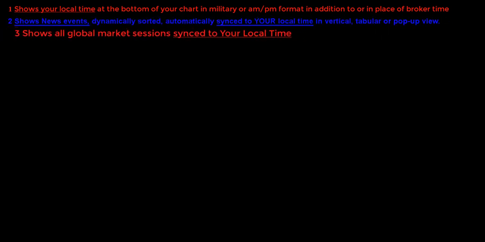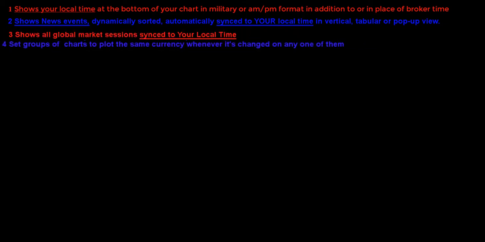Number three, shows various market sessions of the global trading world synced to your local time as horizontal bars or with vertical lines, again customizable in size and color. Number four, you can set groups of charts to plot the same currency whenever it's changed on any one of them, so it syncs up multiple charts to the same currency or groups of charts.